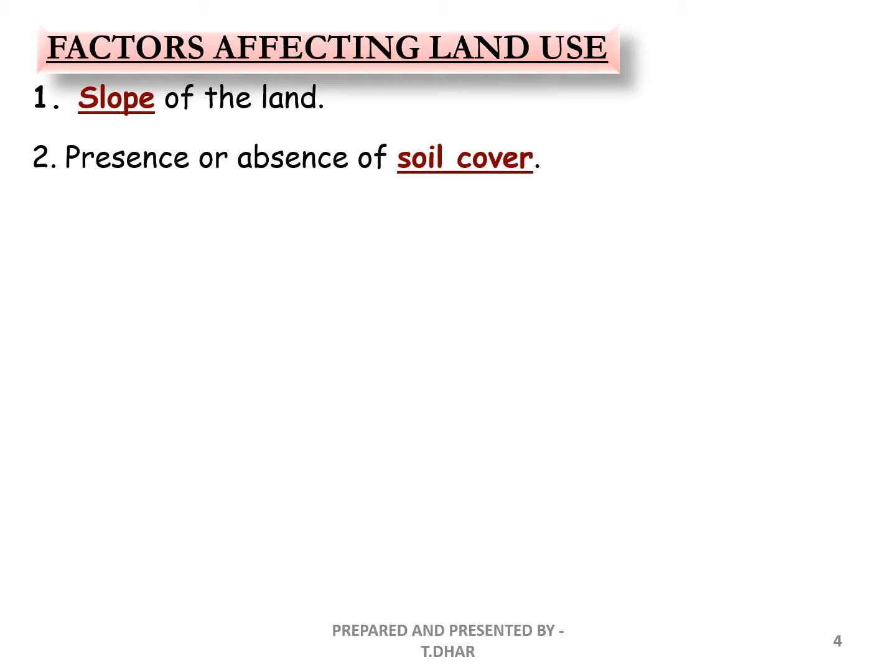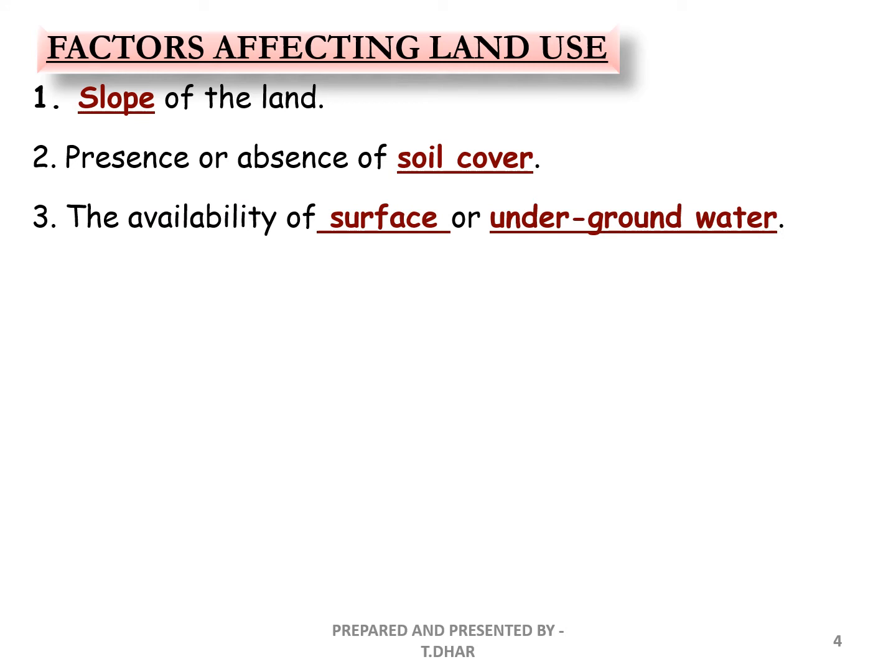crops. So in any plot of land, if the topsoil is lacking, that means the minerals and organic matter are lacking, so in that plot of land, agricultural practices or farming will not be possible. So in this way, the presence or absence of soil cover decides how land can be used.